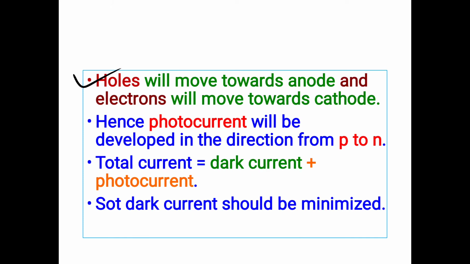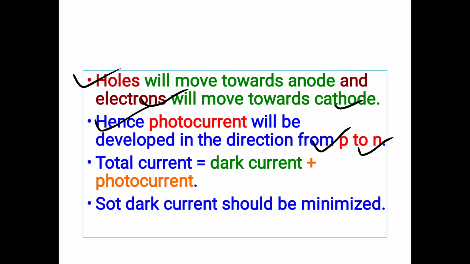Holes will move towards the anode and the electrons are going to move towards the cathode, and due to this movement of the electrons and holes, it is going to create a current that will be known as the photocurrent. The photocurrent will be developed in the direction from p side to n side. So this is the direction of the photocurrent.